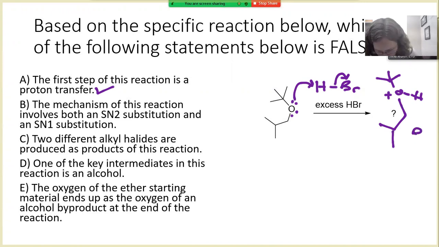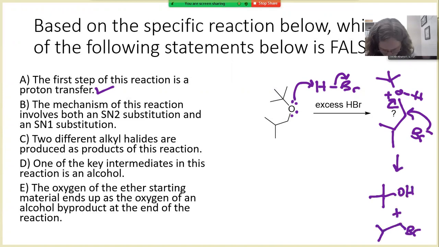The bromide that we kicked off in the previous step is going to come in and undergo an SN2 reaction. So that's going to kick off an alcohol. And we're going to make an alkyl halide, or specifically an alkyl bromide. So these are kind of the intermediates of this reaction. We can see right away that one of the key intermediates is an alcohol. And so we're kind of already answering questions as we work through this mechanism.